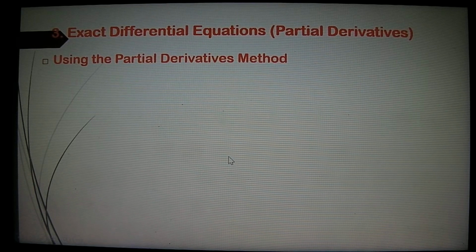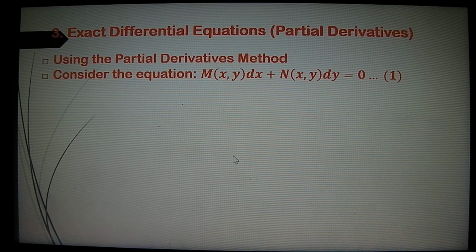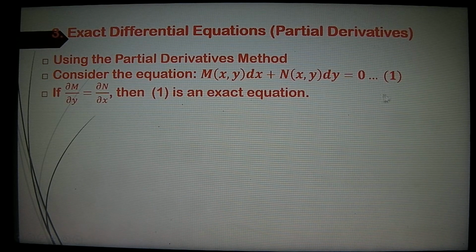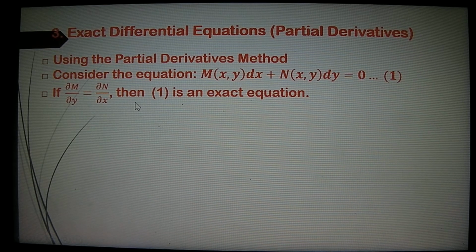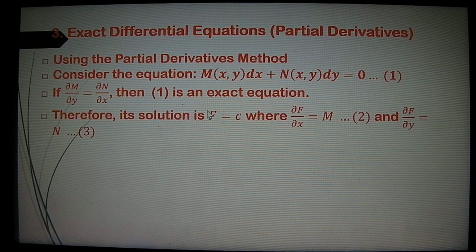Now we shall be going on with our fourth method, which is the partial derivative method. In using the partial derivative method, we shall be again considering the standard equation of the DE. We shall be serving it as equation 1. So if the equation M and equation N is an exact equation, we consider now that we shall be getting a solution to be getting the function f that will be equals to C.